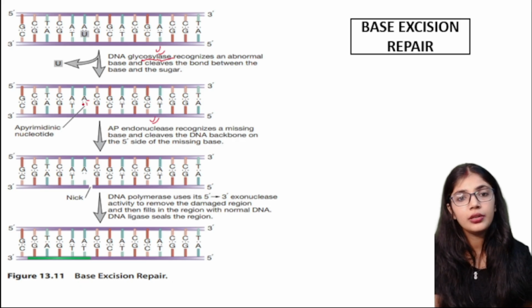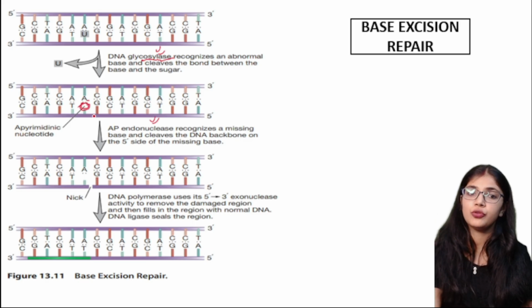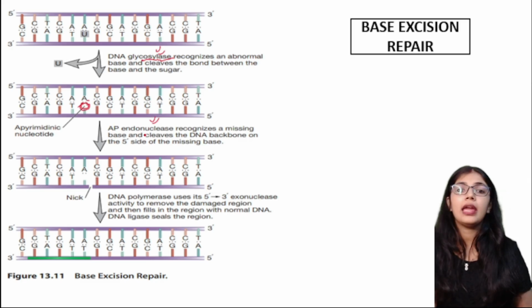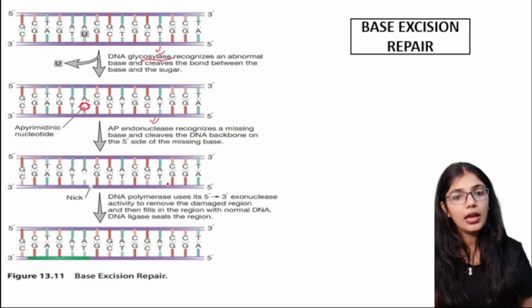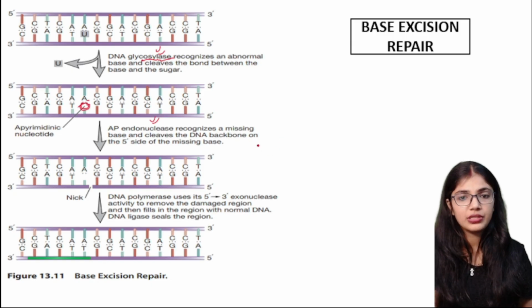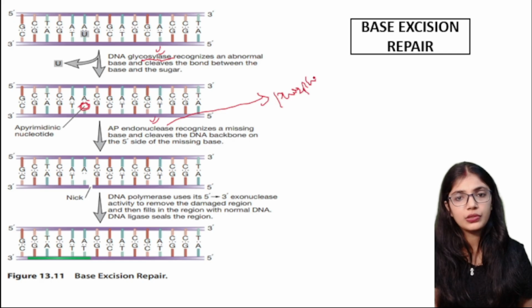So the uracil will be removed, and this place is now blank. This is recognized by the AP endonuclease enzyme. What does this endonuclease do? It cleaves the phosphodiester bond. The phosphodiester bond is being cleaved.